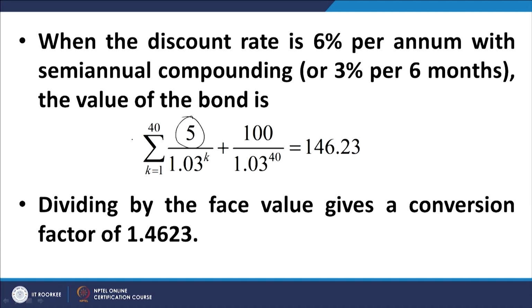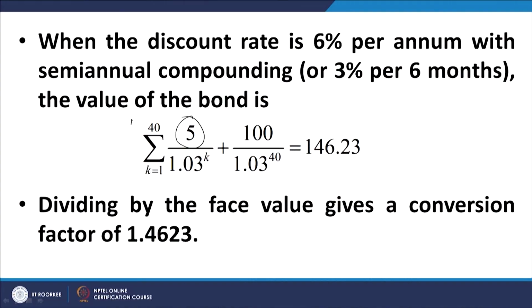there will be 40 such payments, and 6% per annum compounded half yearly amounts to 3% for the half year period, and so we are discounting it at 3% over 40 discounting periods, each consisting of half years, and therefore, each using 3% as the discounting rate. So, this is the present value of the coupon payments.